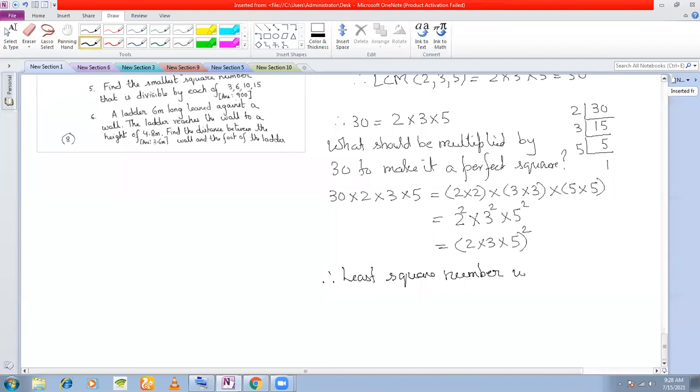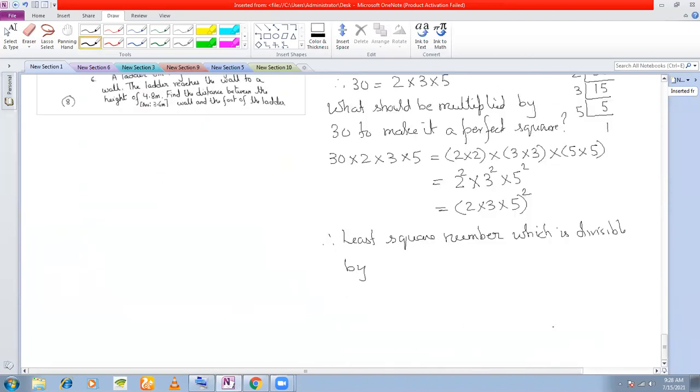Least square number which is divisible by what numbers are given? 3, 6, 10, and 15. The LCM of 3, 6, 10, and 15 is equal to this number, 30, into 2 into 3 into 5. So how much will this come to? I think this will come to 30 into 30, which is 900. So 900 is the least number, the least square number in fact, which is divisible by each of the numbers 3, 6, 10, and 15.